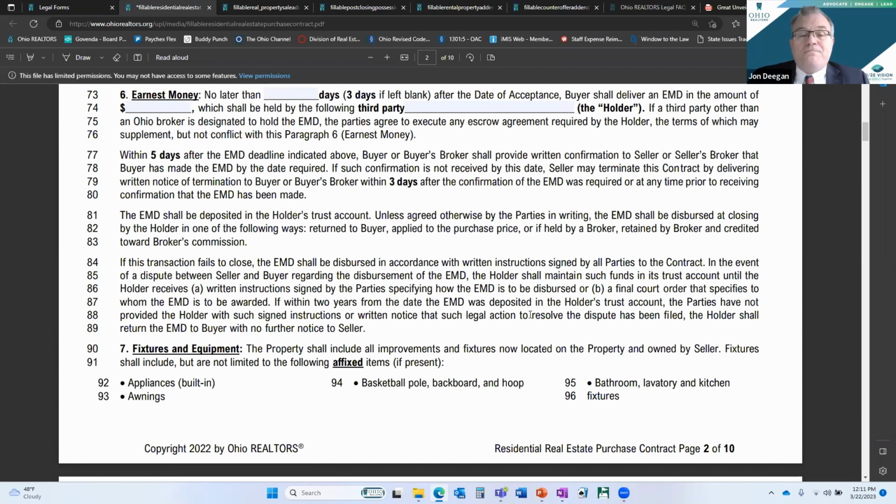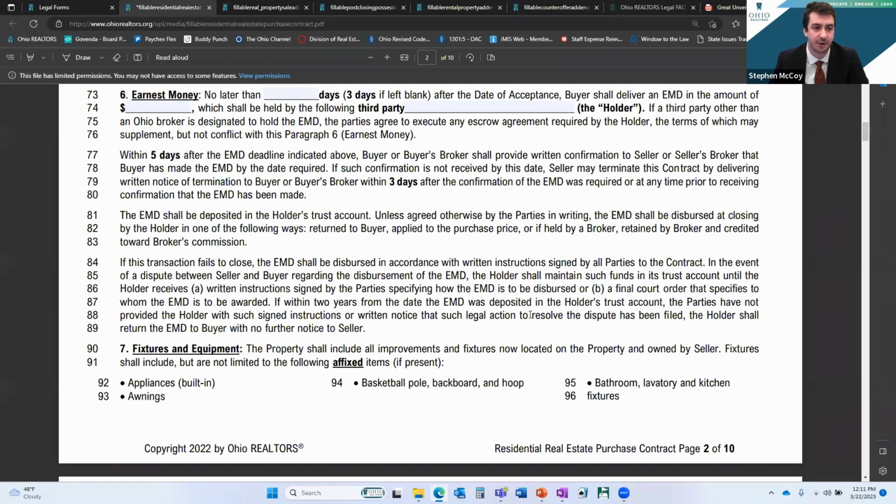Right. Okay, well, great. Yeah, thanks, John. That's a great overview of the earnest money. It's a very important paragraph, so we really want people to pay attention to it. We've got a fair amount of questions on here.